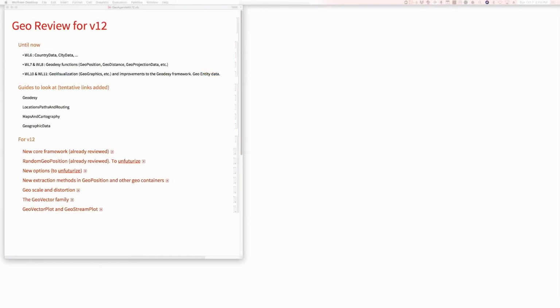Okay, for people joining our live stream, this is part of a push to get functions for Wolfram Language version 12 finished, and we are looking at geo functionality.